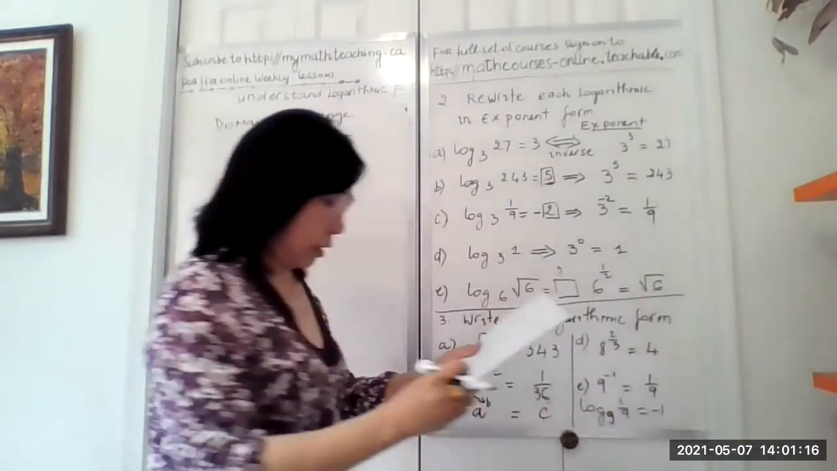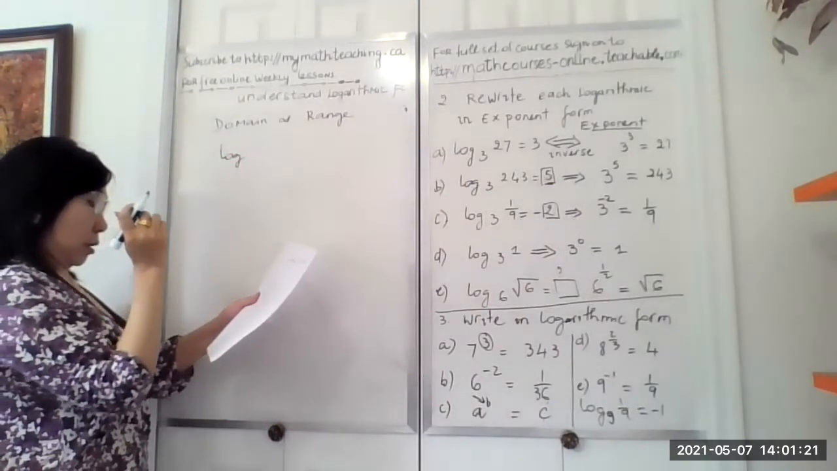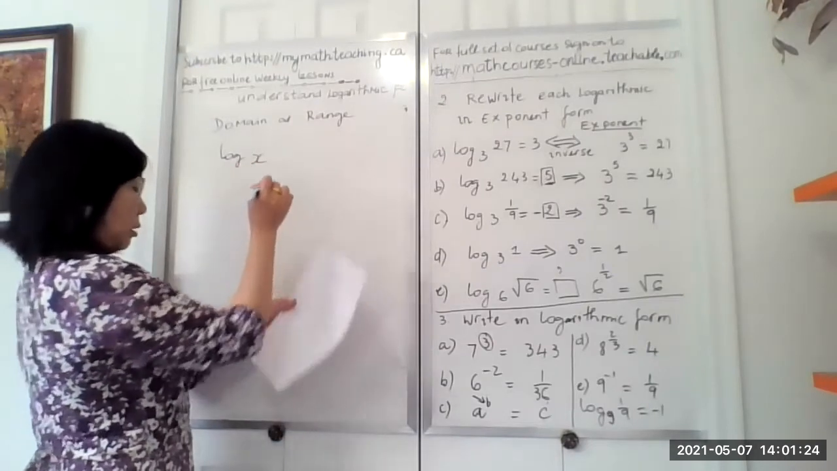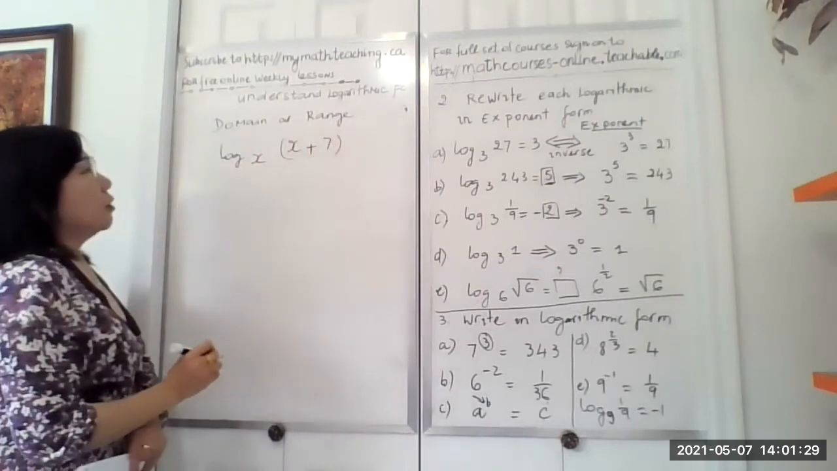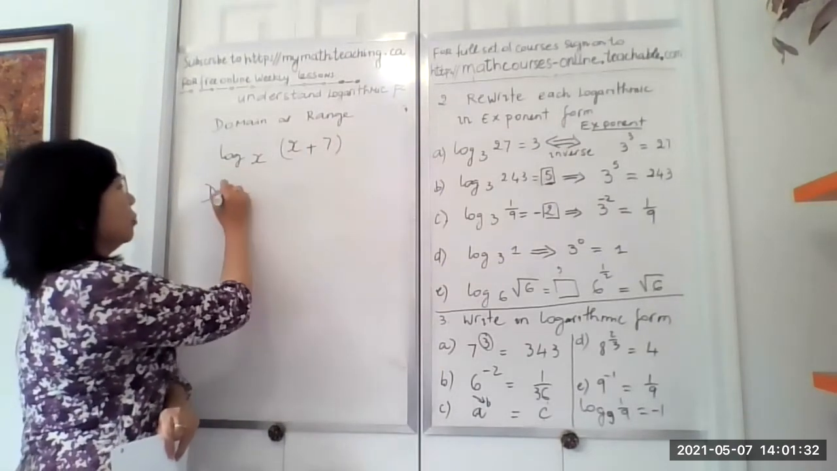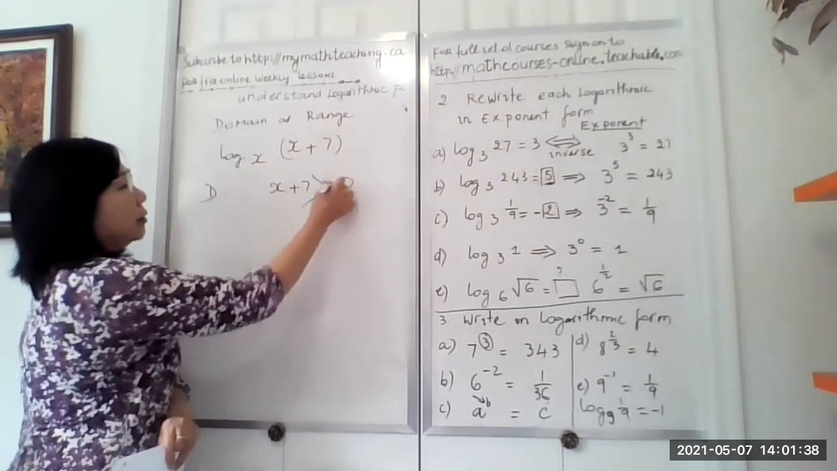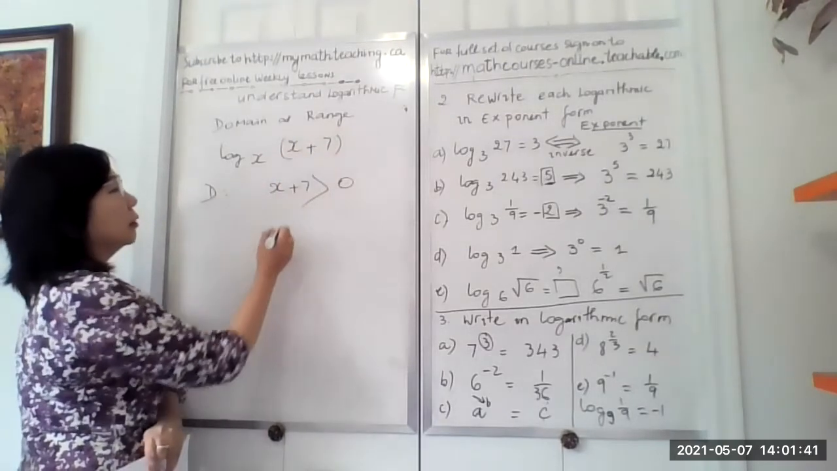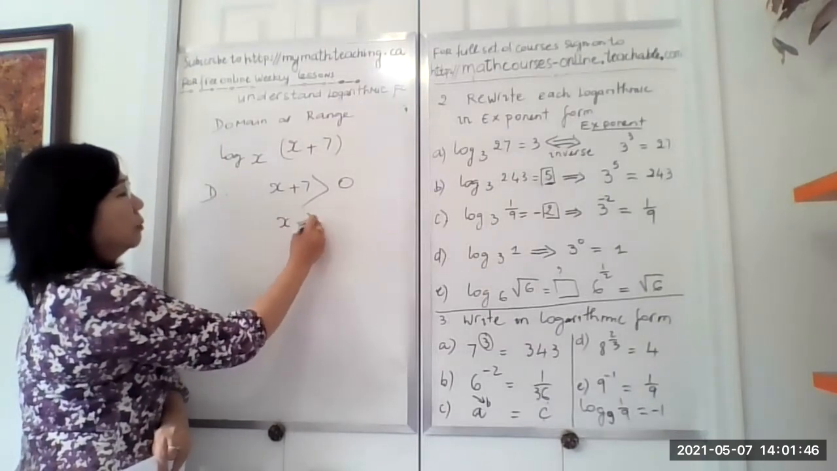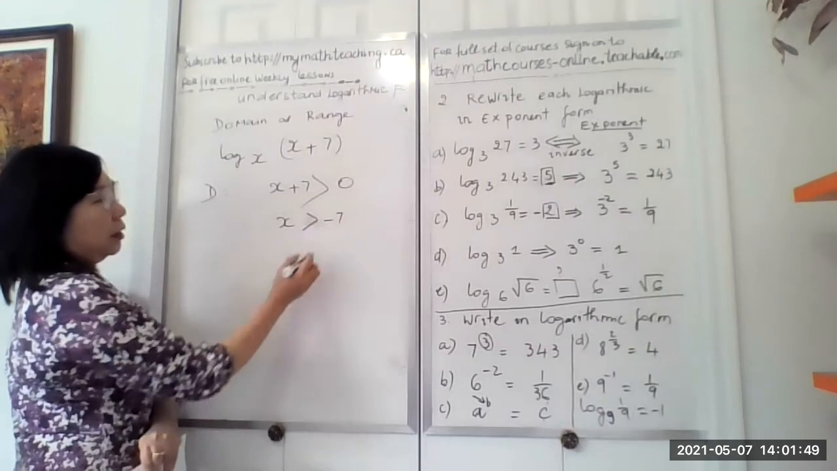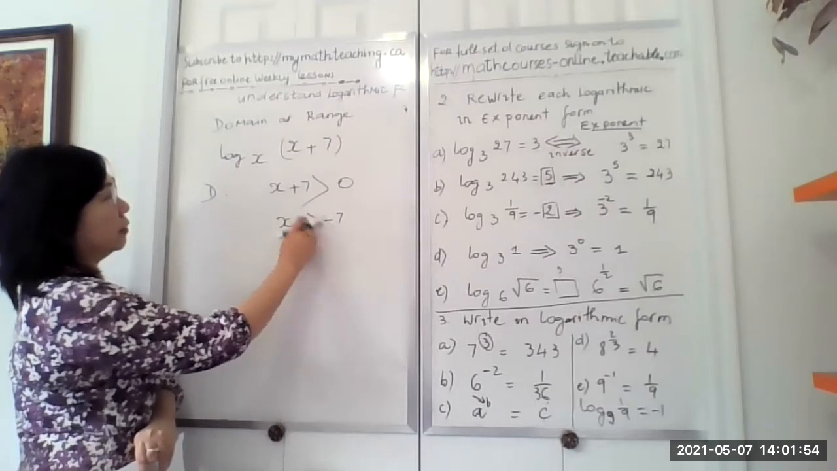So let's evaluate one more domain of the log. Let's say you have a log of x plus 7. How do you find the domain? Again, you will say the domain here is x plus 7 has to be bigger than 0, this bracket here. And therefore, x has to be bigger than minus 7, which is the answer.